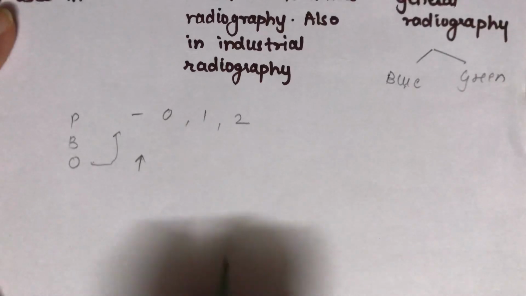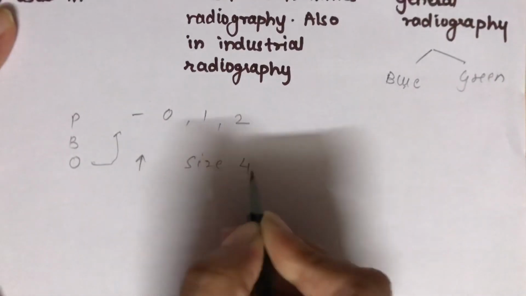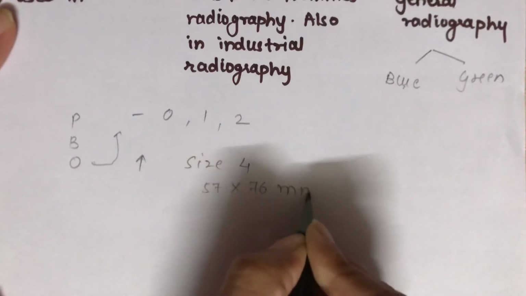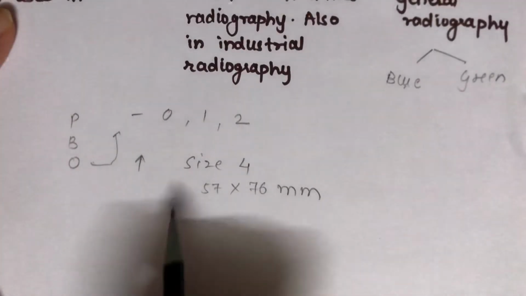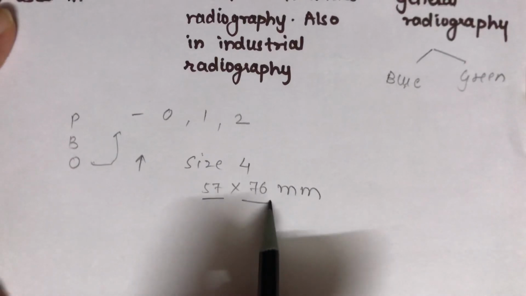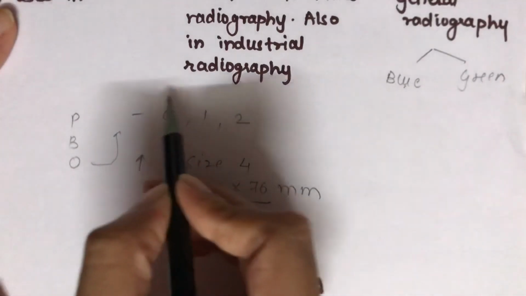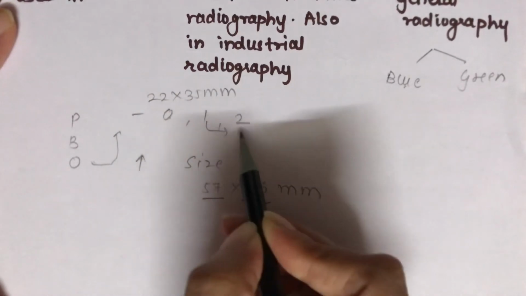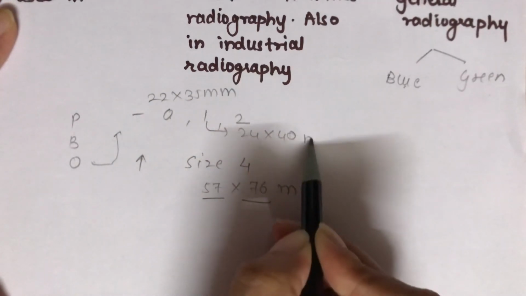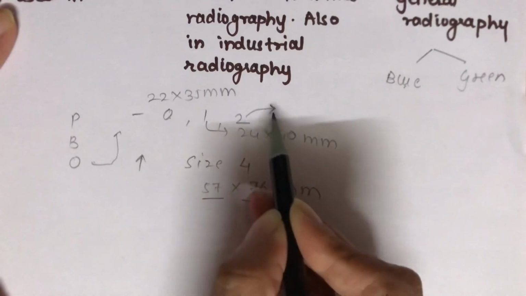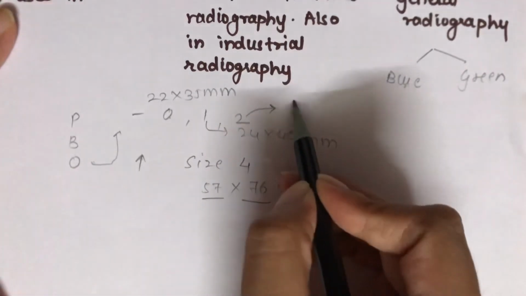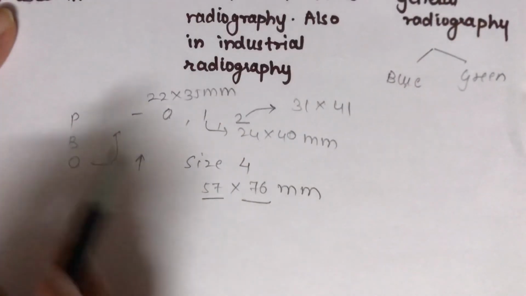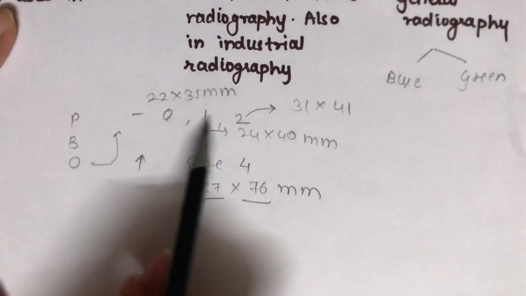In occlusal films there is size 4, and its dimension is 57 into 76 mm. Now size 0 has a dimension of 22 into 35 mm. Size 1 is 24 into 40 mm. You have to remember this because it is commonly asked in vivas. And size 2 is 31 into 41. So these are the dimensions for your periapical, that is size 0, 1, 2.